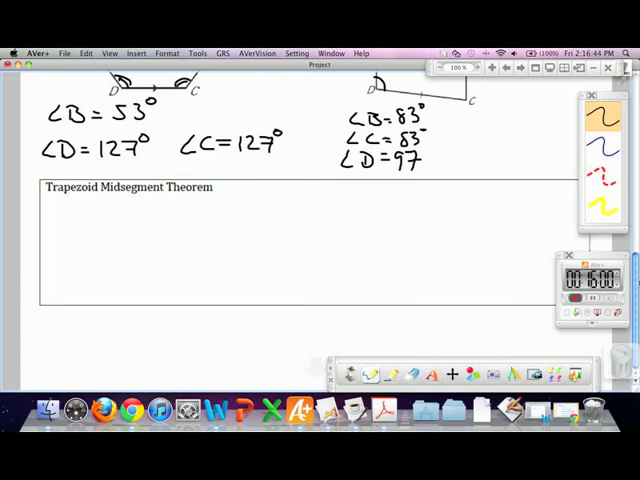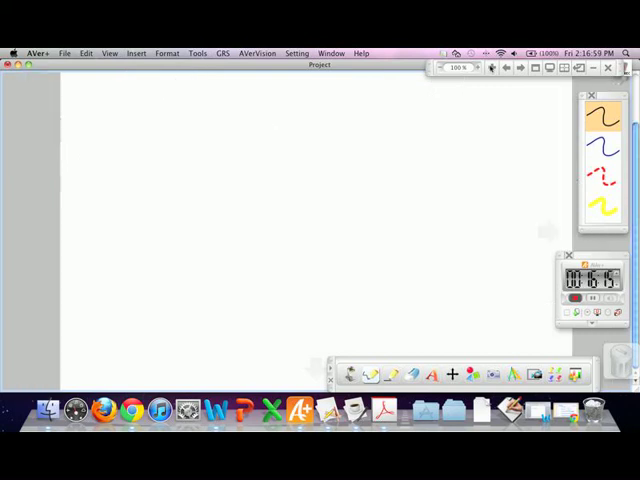Remember what a mid-segment of a triangle was? How did you make a mid-segment in a triangle? We did it way back in chapter 5. If you had a triangle, and I asked you to find the mid-segment, what should you do? No, not bisects. You draw a line from the top to the middle of the bottom. That's called a median, not a mid-segment.